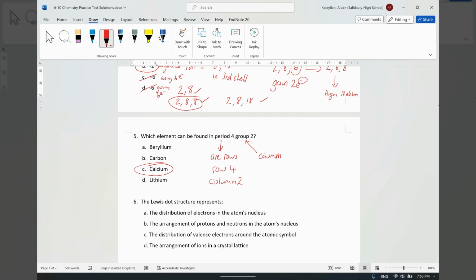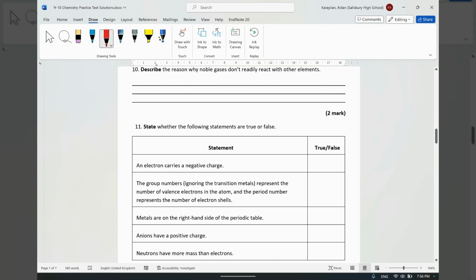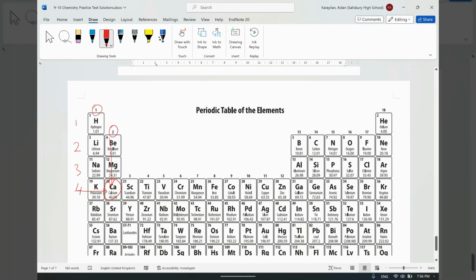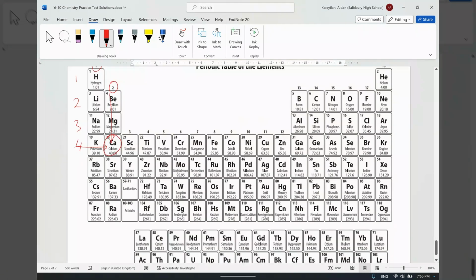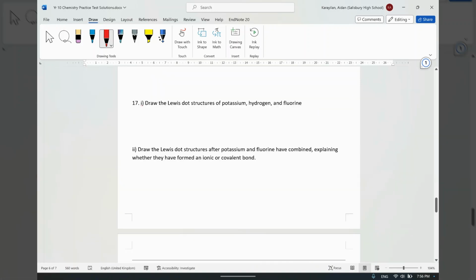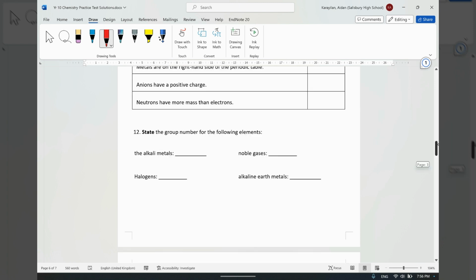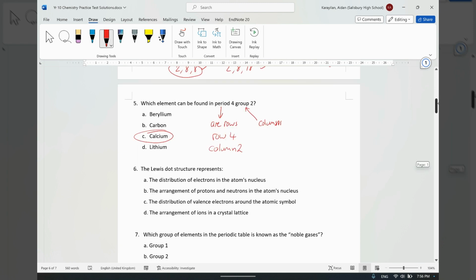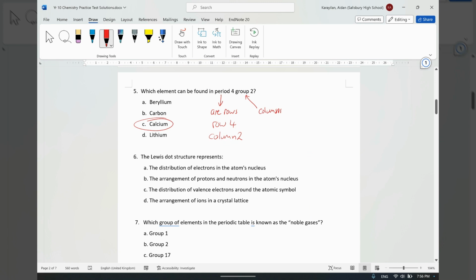If you messed up and thought that it was column 4 and row 2, the other answer, column 4, which is probably you're looking at these ones here, 1, 2, 3, 4, and group 2 would be probably row 2, this row here. That would mean probably carbon if you made that mistake. But you're not going to make that mistake because you've listened to this video. Cool. Now, row 4, column 2 is calcium.